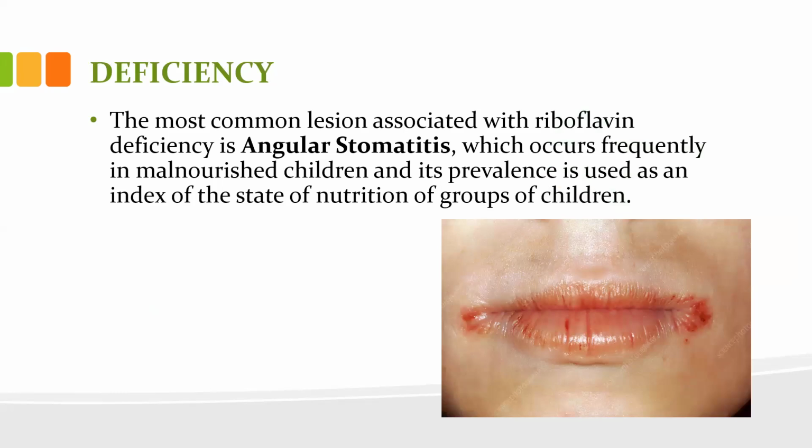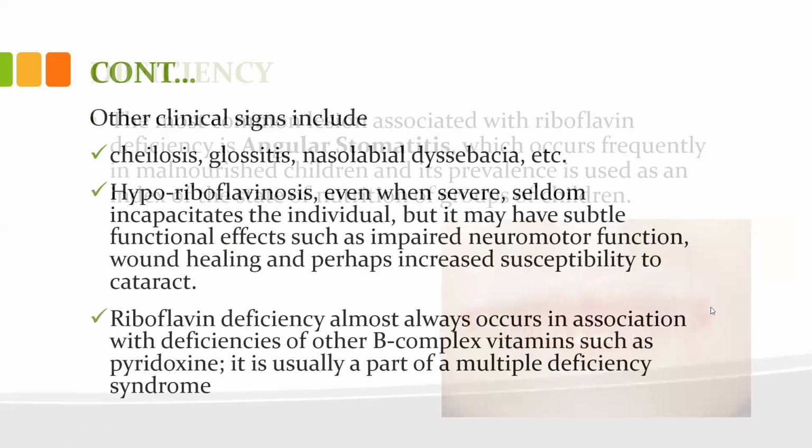Deficiency: the most common lesion associated with riboflavin deficiency is angular stomatitis, which occurs frequently in malnourished children, and its prevalence is used as an index of the state of nutrition of groups of children. This is a picture showing the angular stomatitis, the lesions around the corners of the lips.